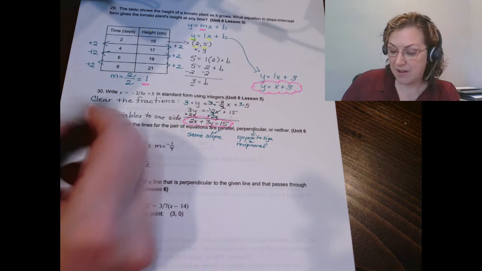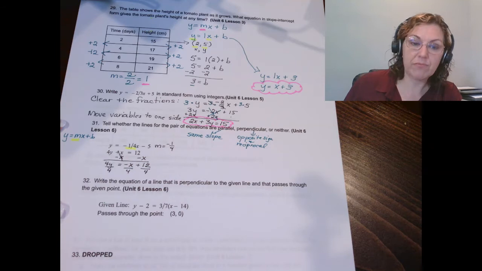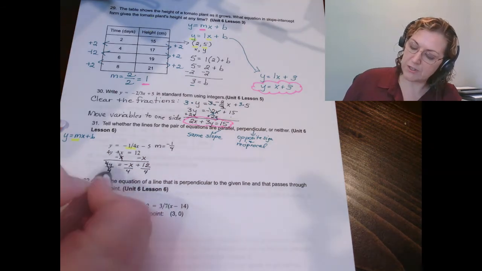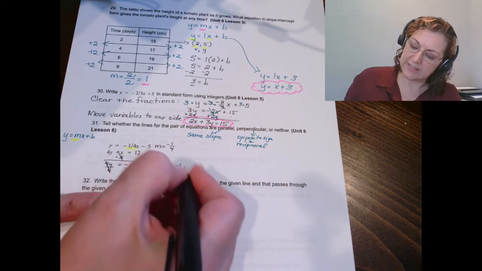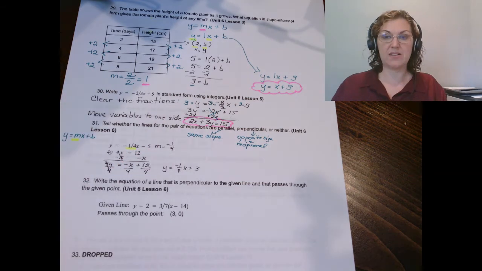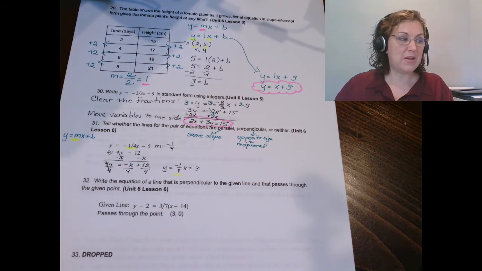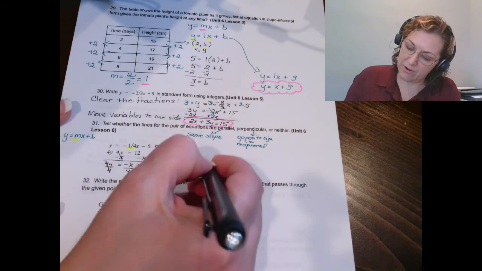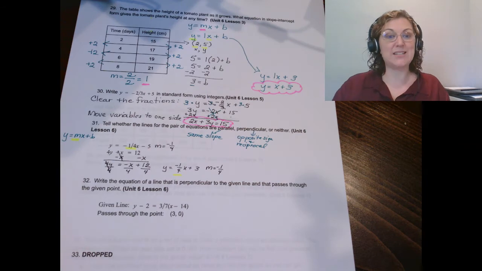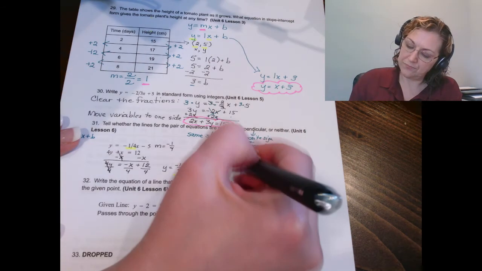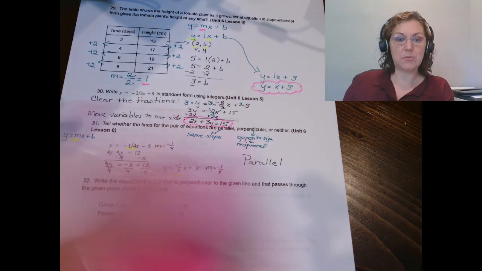And then I'm going to divide by 4 on each one so that my 4's cancel. I get y equals negative 1/4 x plus 3. Now look right there in front of that x. I want you to see that slope is also negative 1/4. So these two lines are parallel because they have the same slope, right? That's what we're looking for.